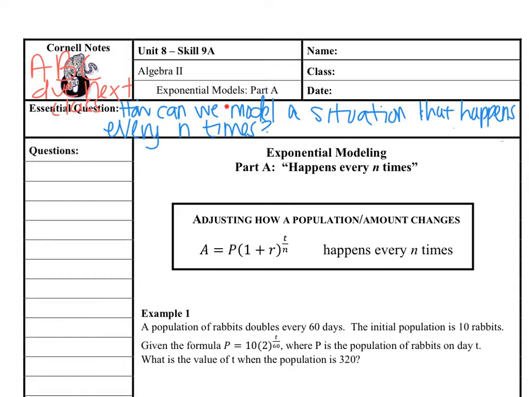Our essential question says, how can we model a situation that happens every n times? So we have this brand new equation. Take a second to write that essential question down if you need to. We have this new equation that is similar to what you've seen, but we have to adjust based on the fact that this is going to happen every certain number of times. N is just a number, right? So say that I get a population that doubles every 5 minutes. That would be crazy, but N would be 5 because it's happening every 5 minutes, right?